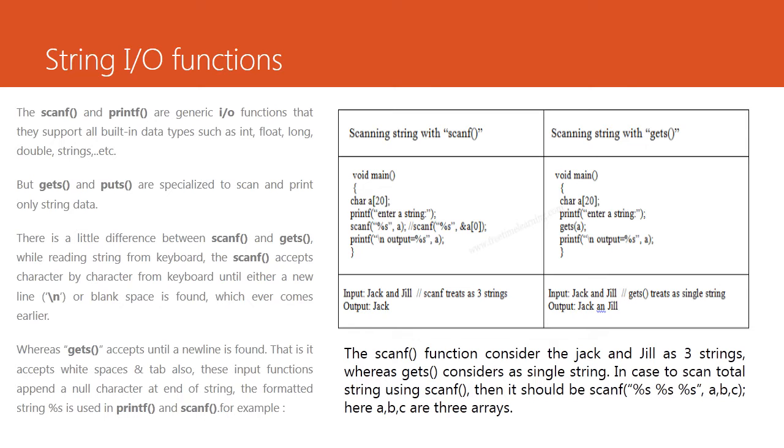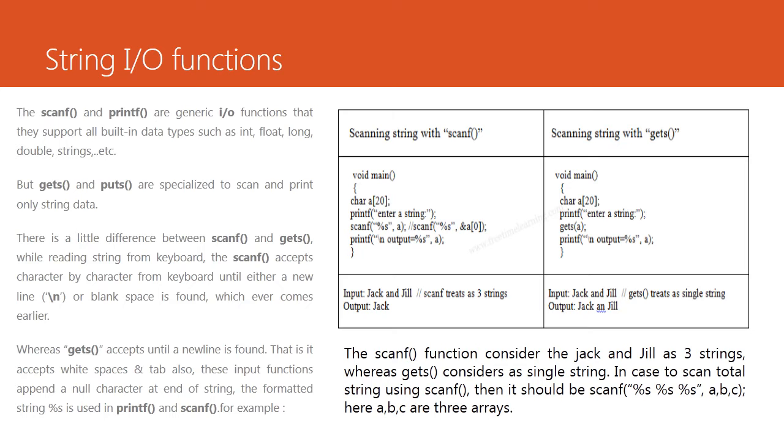See that example program scanning a string with scanf. Here we declare one variable, char a[20], that is an array of characters. First, printf "enter a string", then scanf with %s. %s is a conversion character. When we are reading a string, we use %s. When we are reading a character, we use %c. So here we are reading a string, that's why we are using %s.